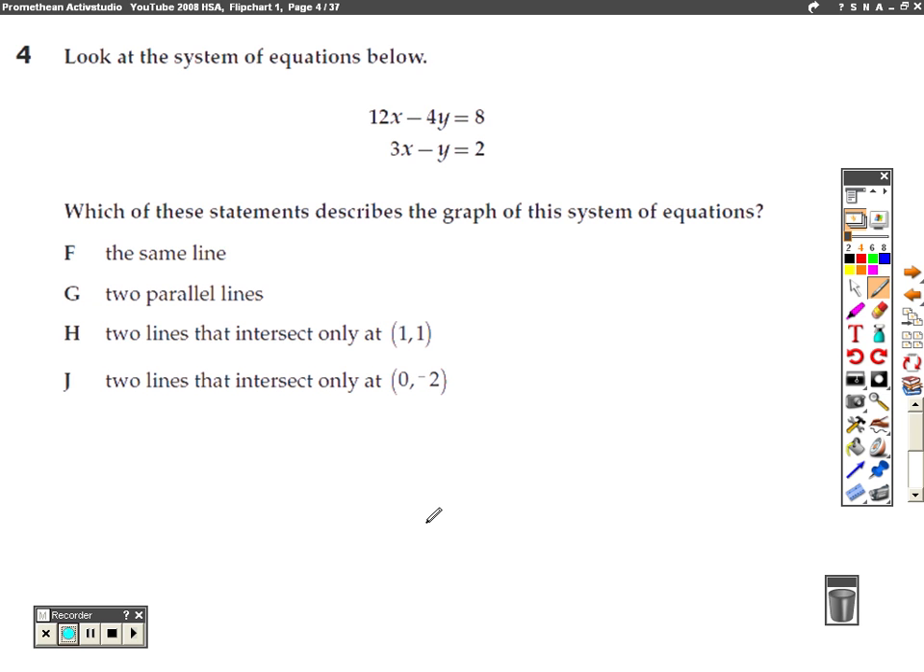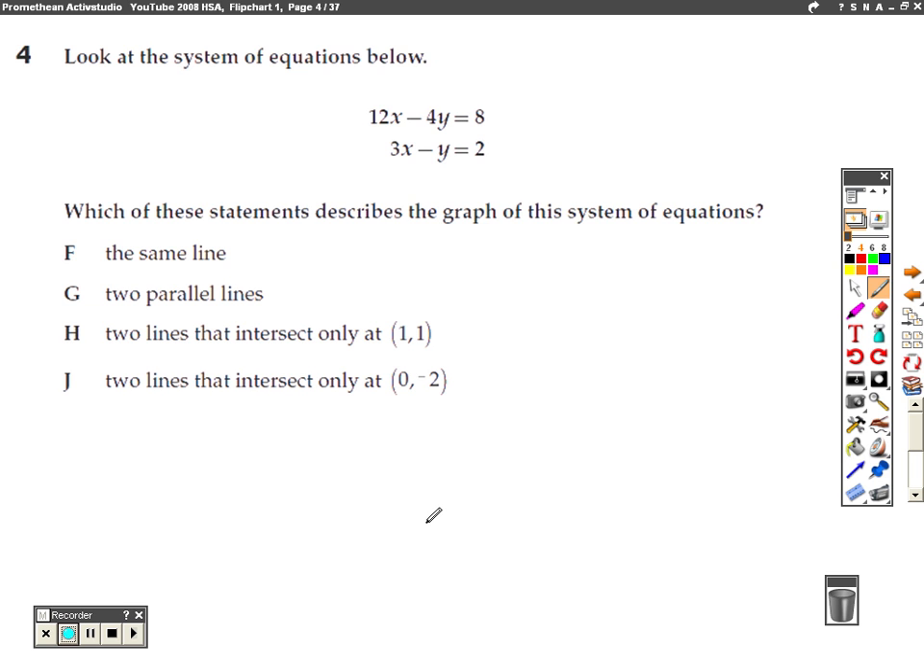Problem number 4. Look at the system of equations below. Which of these statements describes the graph of this system of equations? F, the same line. G, two parallel lines. H, two lines that intersect only at 1, 1. J, two lines that intersect only at 0, -2.